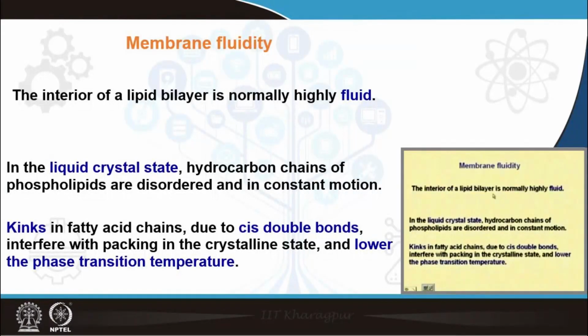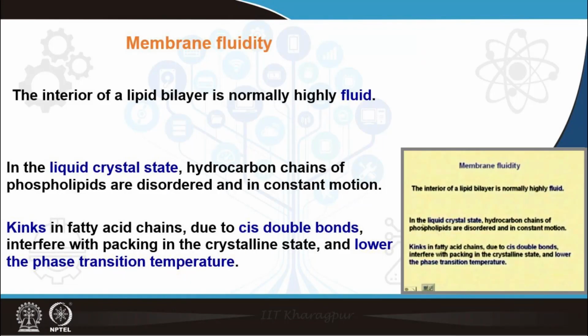Now, when we speak of the interior of the lipid bilayer, it means we are speaking about the hydrophobic tails. That is what the interior of the bilayer is. The exterior of the bilayer is the polar portion, the polar head groups that form the inside and the outside surfaces, and the interior is highly fluid, and we will see how that fluidity occurs, why it occurs, and what its usefulness is.